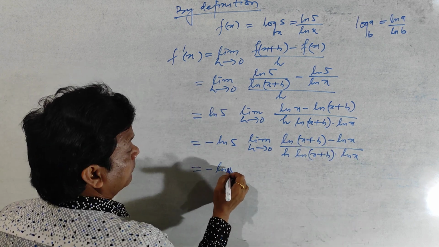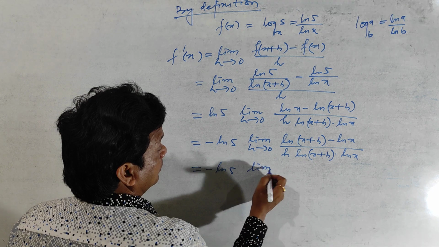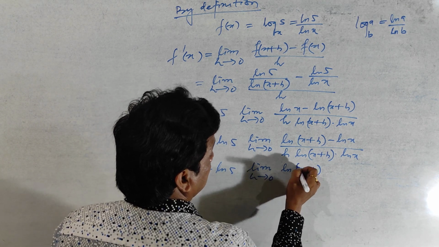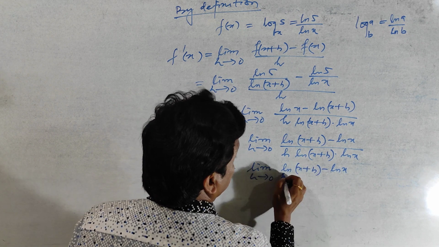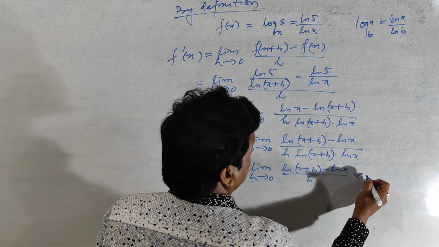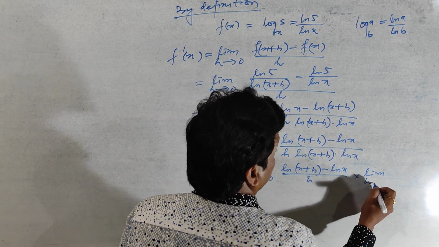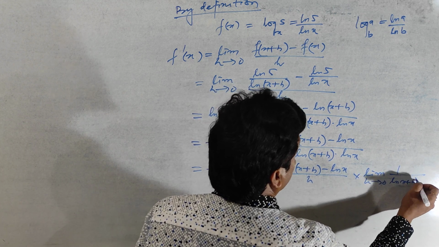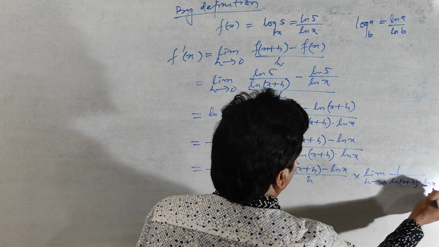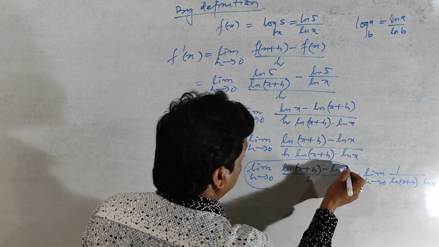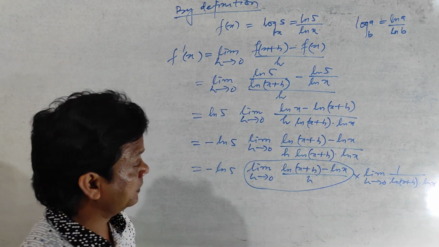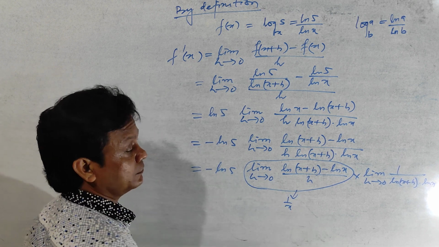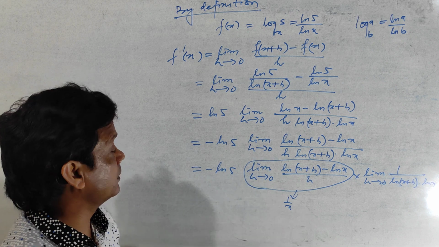Then minus ln 5. So limit h tends to 0, ln of x plus h minus ln x divided by h, into limit h tends to 0, 1 by ln x plus h into ln x. And already I have told you how to find out the derivative of this one by definition. And the answer was 1 by x.